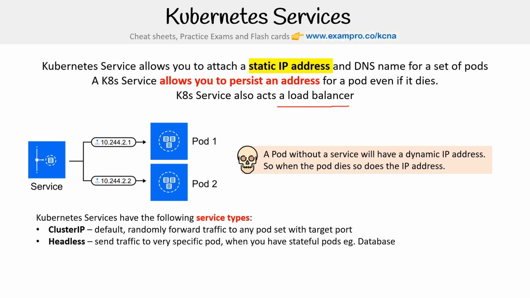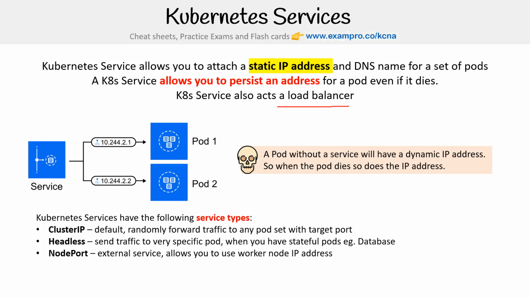You have headless, which sends traffic to a very specific pod when you have stateful pods like a database. We covered headless in the stateful set section, where it doesn't assign a static IP address. It doesn't do load balancing. It just gives you DNS hostname resolution so you can specify the pod that way.